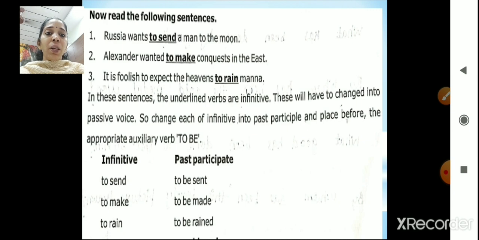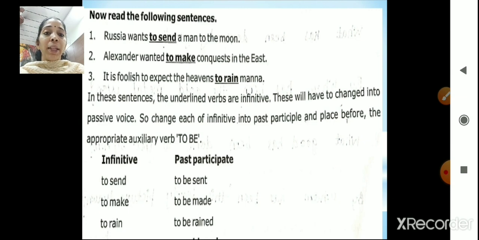So now let us understand this. In these sentences, the underlined verbs are infinitive. These will have to be changed into passive voice. So when we are changing a sentence that is in active voice and which has an infinitive, that is a verb in its basic form with the preposition to, what we have to do in that case is change each infinitive into past participle and place before it the appropriate auxiliary verb to be.